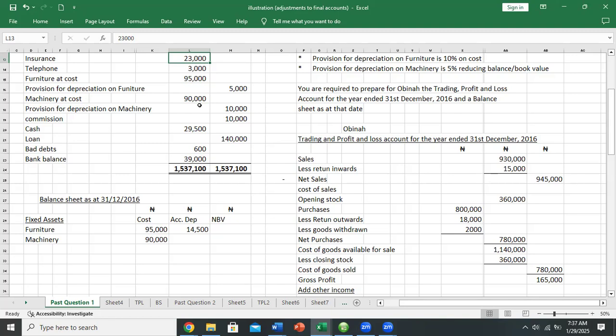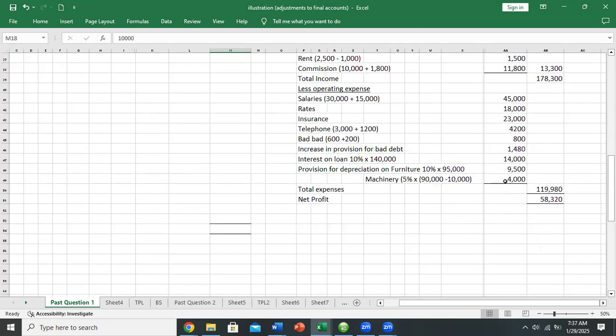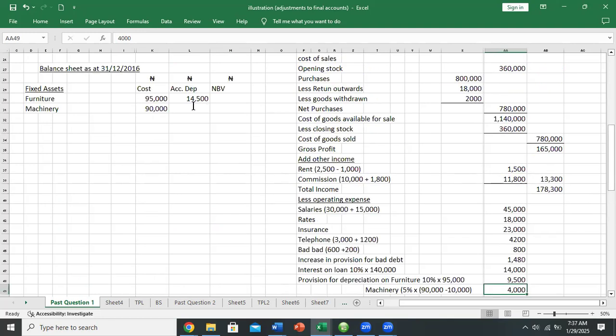Now, for machine, the old provision was 10,000. In the current year, we calculated and had 4,000. So we put those figures together and that should be 14,000. That is how you get your accumulated depreciation. You can now less it from the cost, so 95 minus 14,500. Then also 90 minus 14,000.